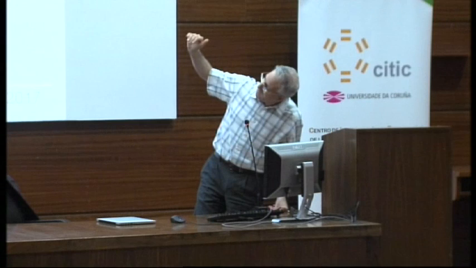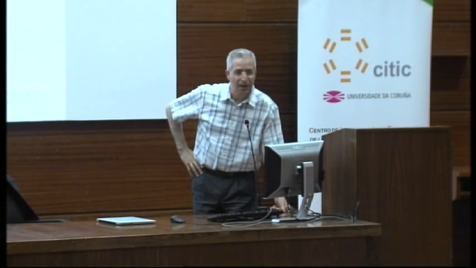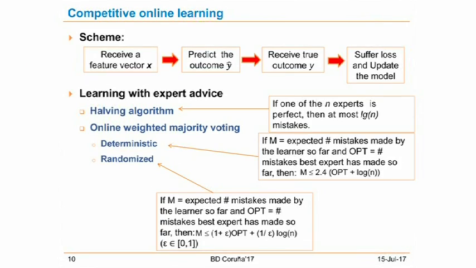This competitive online learning dates to the 80s, 90s. And one paradigm which has been very well explored is called learning with expert advice. There were many algorithms. You have the halving algorithm and you have online weighted majority voting, two versions of it. For the halving algorithm, if we assume that we have one perfect expert, then at most log n mistakes can be made, where n is the number of experts.